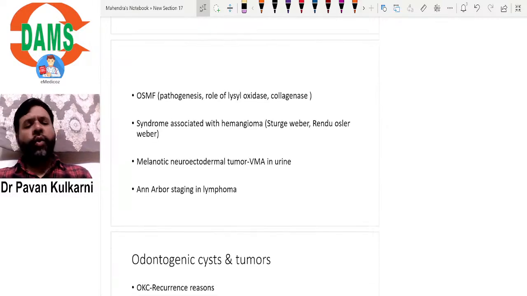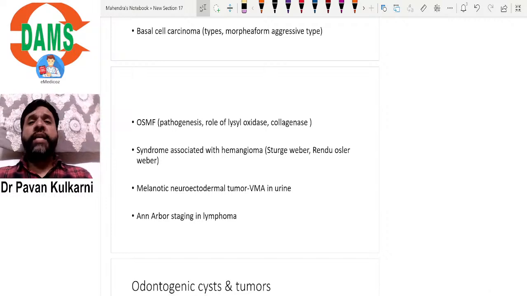Moving on to oral submucous fibrosis, the disease which is called Indian's disease, because it is so common in India. OSMF is very commonly called Indian's disease, which occurs because of areca nut chewing. We are supposed to know the pathogenesis of this. That means areca nut will have the alkaloids, arecoline, arecaidine. How the collagen is made stable here. What is the role of lysyl oxidase? How it causes cross-linking of the collagen.